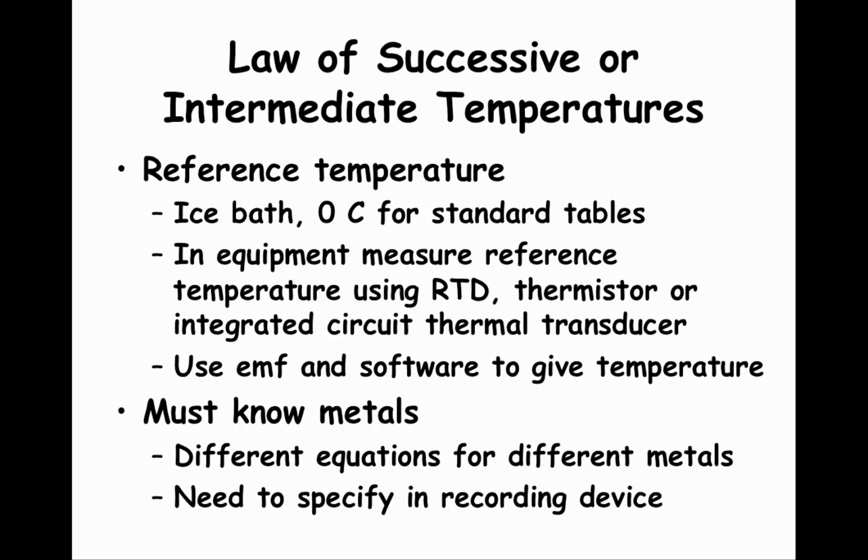With modern electronics, we measure the temperature of the isothermal bar inside the meter with an RTD, thermistor, or an integrated circuit thermal transducer. Then we need to tell the meter which metals we are using, so that the meter uses the correct equation to calculate temperature based on the EMF measured.